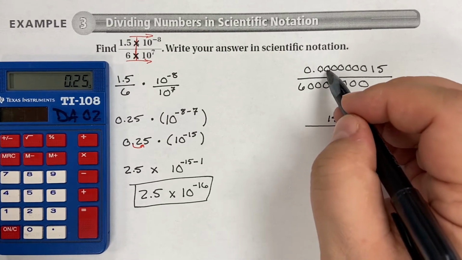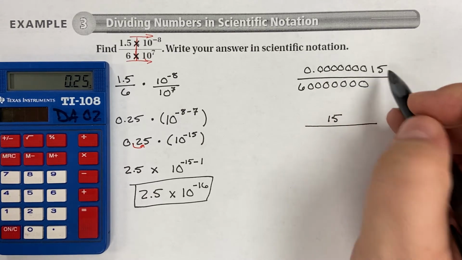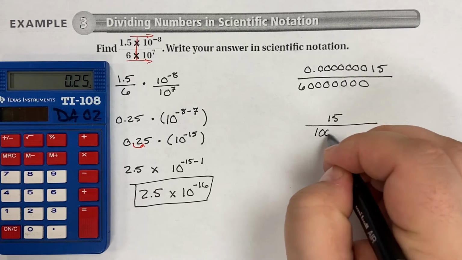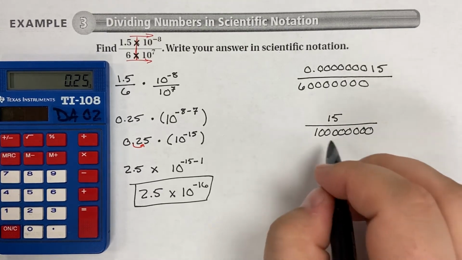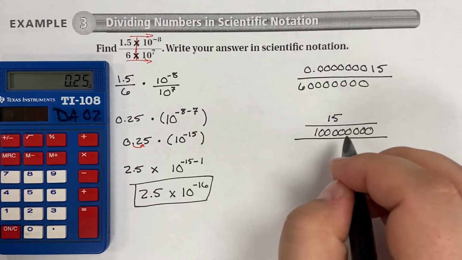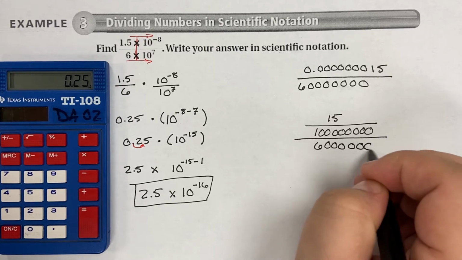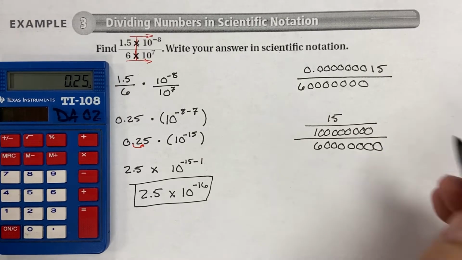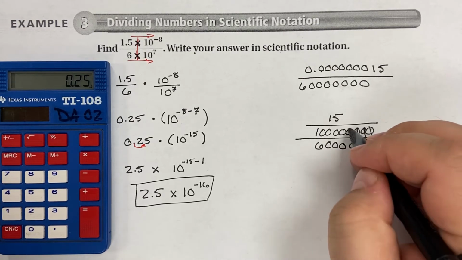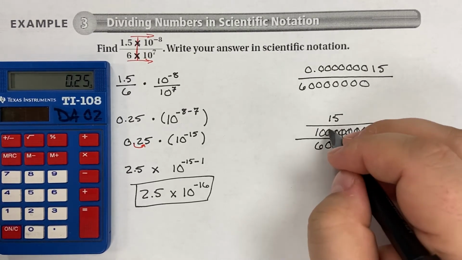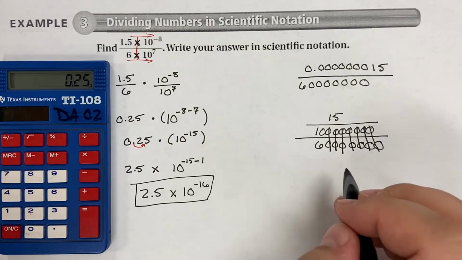So 10, 100, 1,000, 10,000, 100,000, million, 10 million. One more, and you get 100 million. And all of that is going to be divided by 1, 2, 3, 4, 5, 6, 7. Well, I know in division those are going to cancel, so really this is 15 over 10 divided by 6.